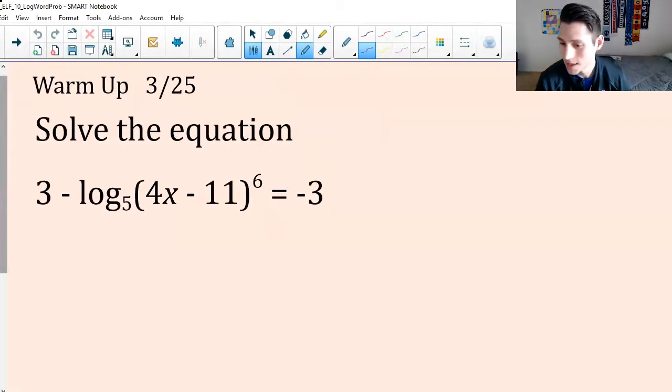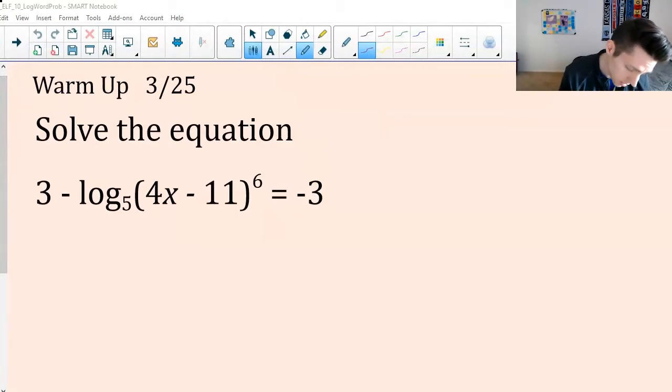All right. So, solving the equation. So, we talked about solving various types of logarithmic equations. And oops, come on, come back. I lost it.